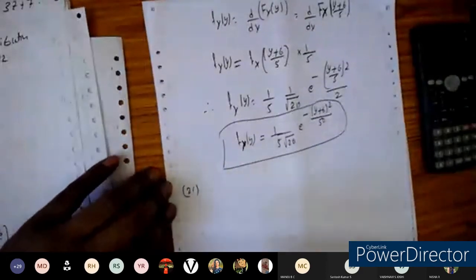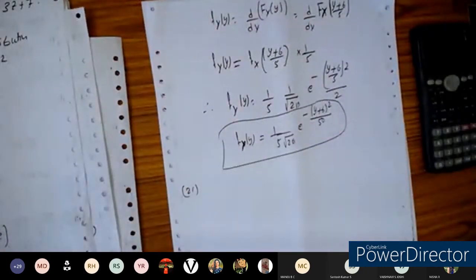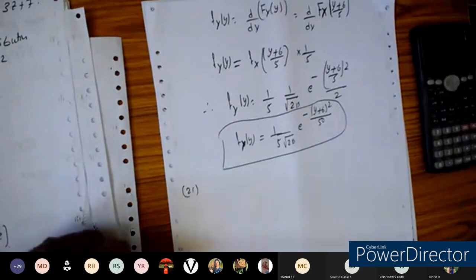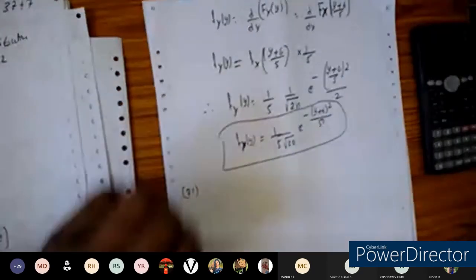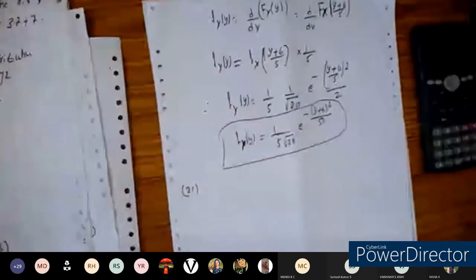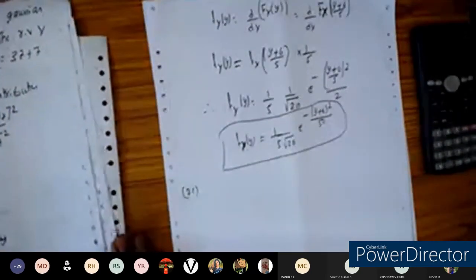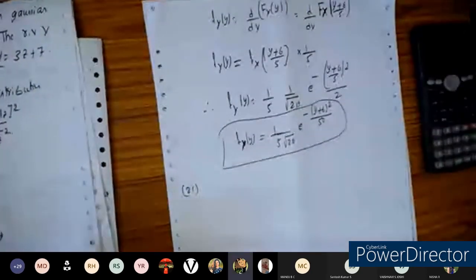Okay. Similar kind of problem I'll give, so you do it as homework. Any doubts? I think no doubts in this problem. So you got the concept here.